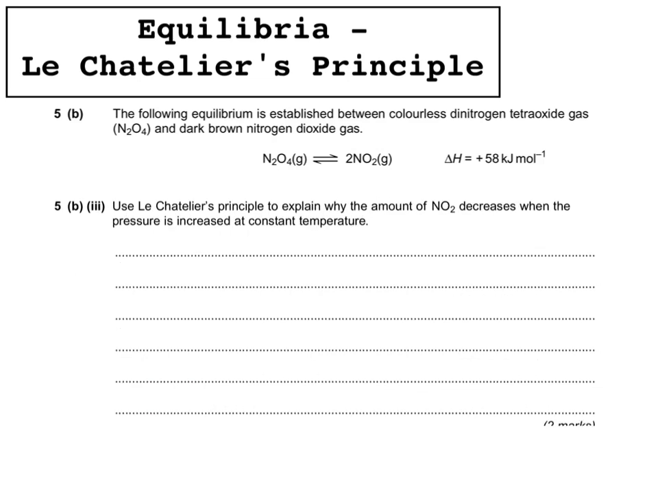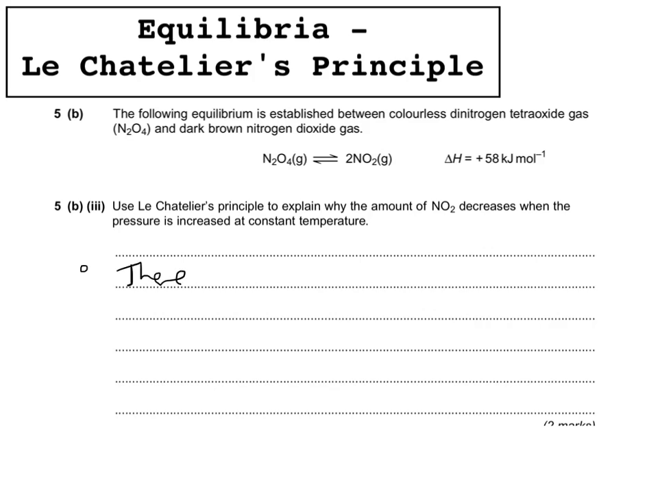This next question is asking you why the pressure might affect the equilibrium. So it says use Le Chatelier's principle to explain why the amount of NO2 decreases when the pressure is increased at constant temperature. So we're increasing the pressure, that means we're squeezing the reaction, so the reaction is going to shift to the side with fewer moles. But in order to answer this question, you've got to approach it in a structured way. So the first thing you do is you state how many moles of gas there are on both sides.